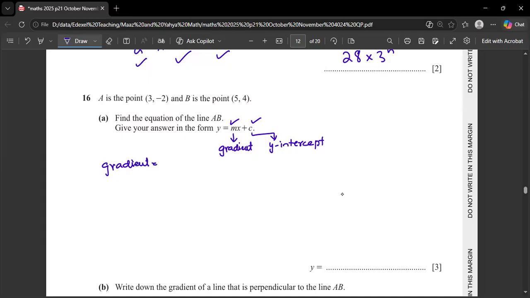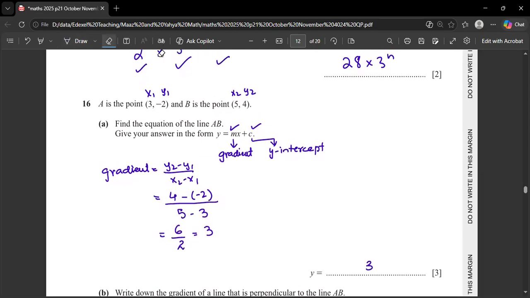So first of all, for the formula of gradient, we use it when 2 points are given, so we can call them x1, y1, x2, y2. So I can use y2 minus y1 over x2 minus x1. Here we go with 4 minus minus 2, divided by x2 which is 5, minus x1 which is 3. So 4 plus 2 is going to be 6, and 5 minus 3 is going to be 2, right? So we're going to get 3. Oh, sorry. We are not getting y equal to 3, we are getting the gradient equal to 3, okay?